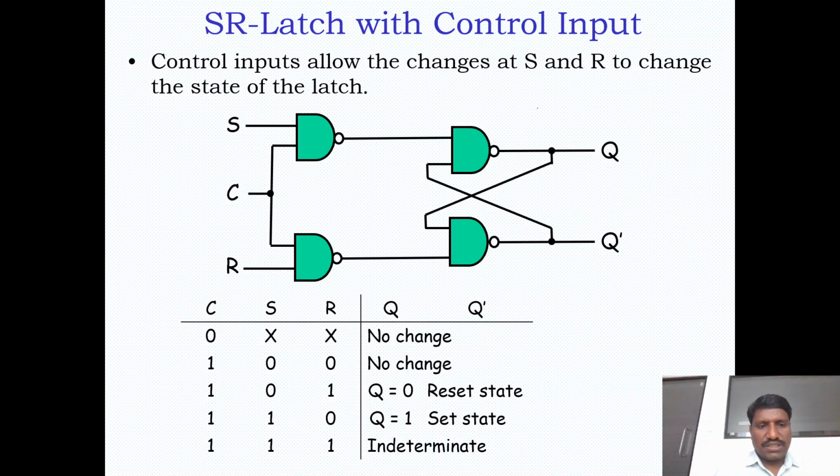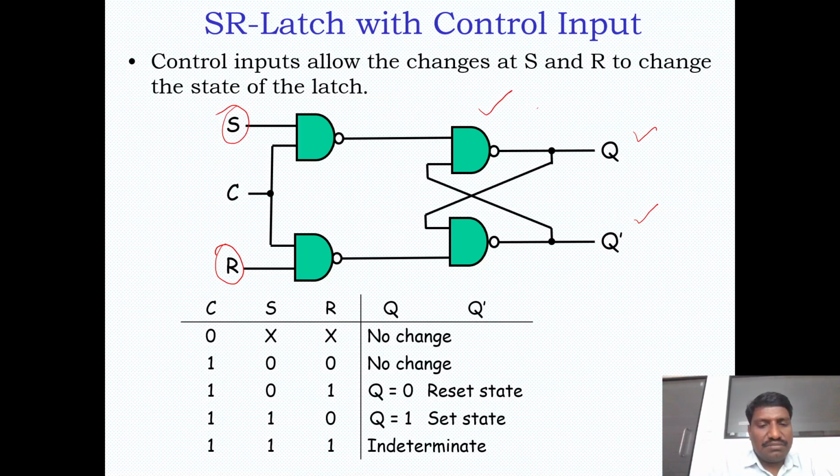So this control input will have a control on circuit operation, which means if S and R are changing continuously, then your Q and Q bar are continuously varying. I don't want that. I want it in a controlled way. If I want this circuit to work, it has to work. If I don't want it to work, I should be in a position to disable it. So the control input is nothing but an enable sort of thing.